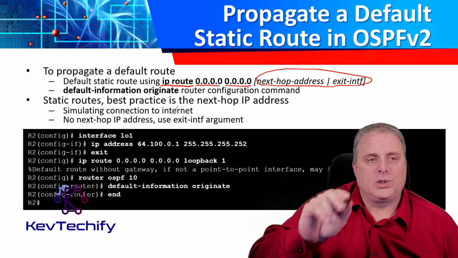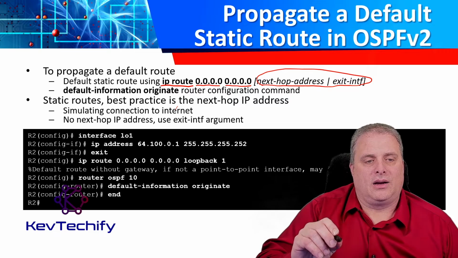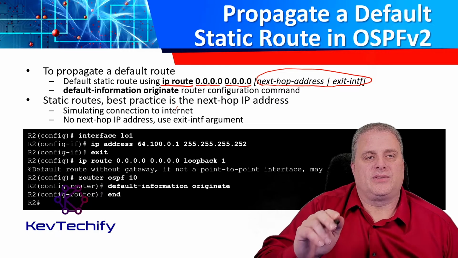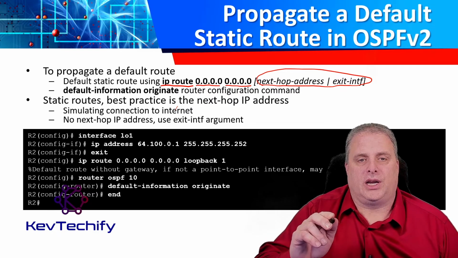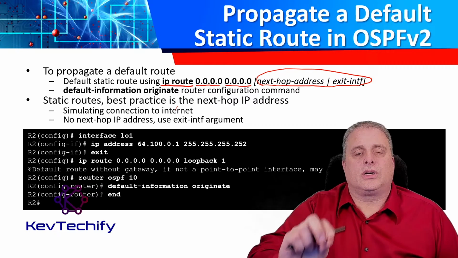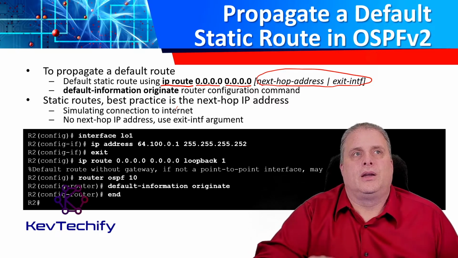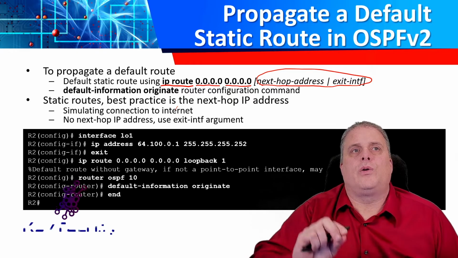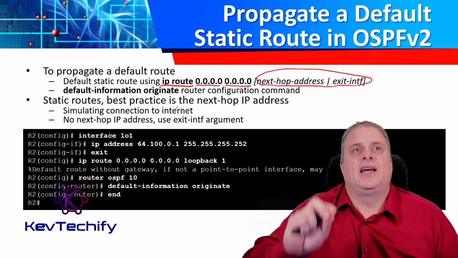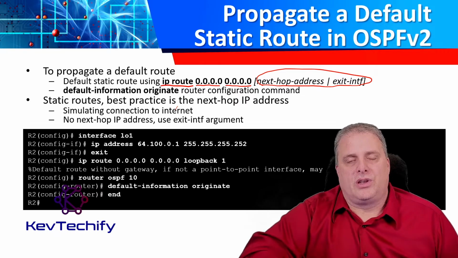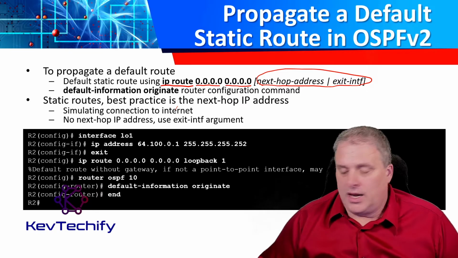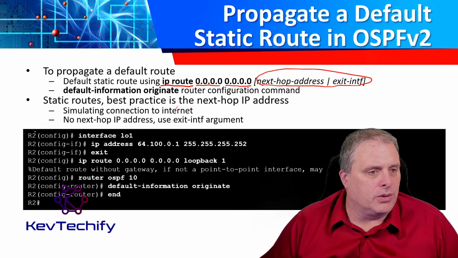Then, once we have that default route in there, we go and specify the default information originate. That instructs the router to be the source for the default route information and propagate that default static route in OSPF updates.